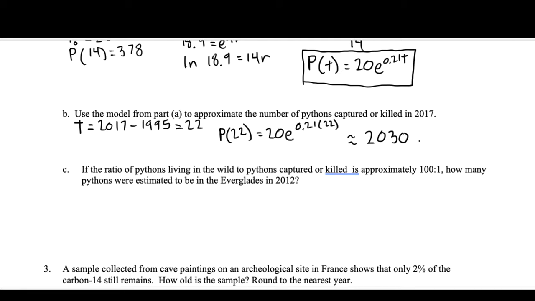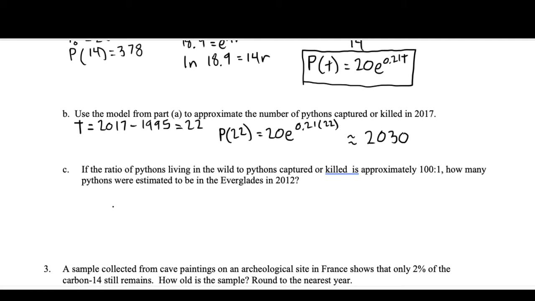So it gives you an idea of how quickly these populations can grow, right? It was 20 in 1995. 14 years later, it was 378. 22 years later, that had grown to 2030. Lastly, it says, if the ratio of pythons living in the wild to pythons captured or killed is approximately 100 to 1, how many pythons were estimated to be in the Everglades in 2012?